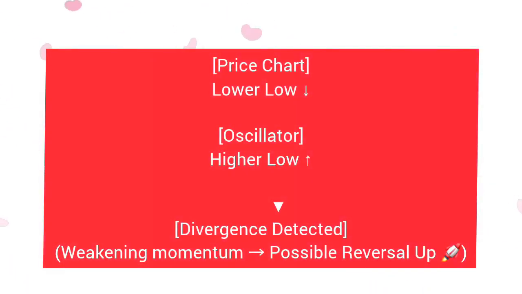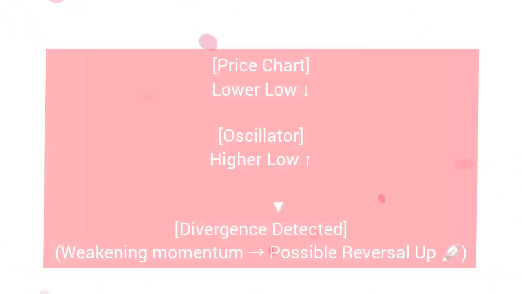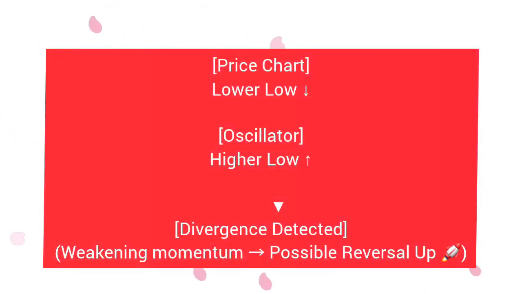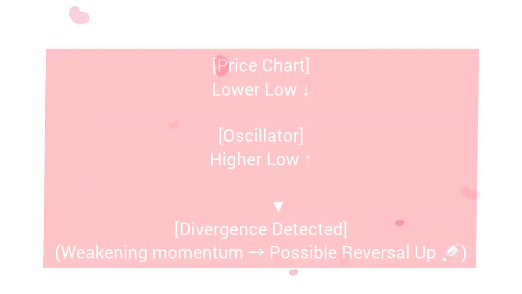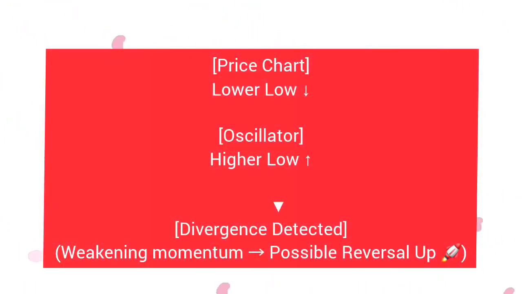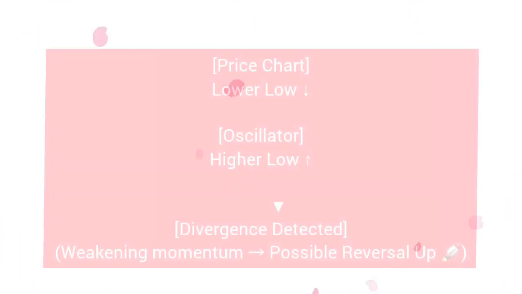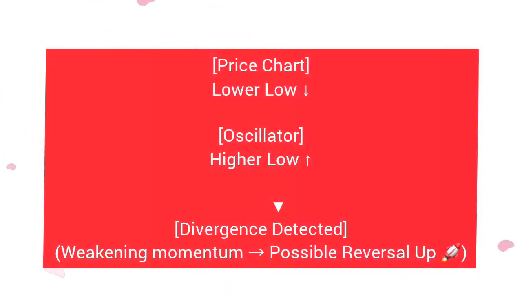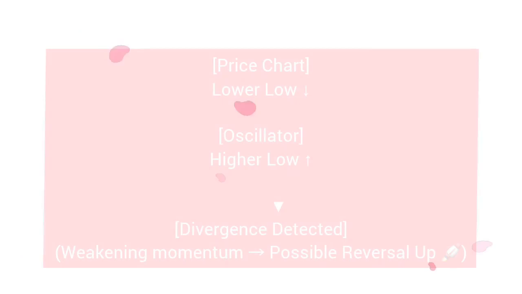Now we arrive at the most powerful and professional signal that we can get from these oscillators. Divergence. Divergence occurs when the price and the oscillator tell 2 completely different stories, and this is a very, very serious warning. Imagine on the price chart you see a new low that is lower than the previous low, a sign of a continuing downtrend. But when you look at your oscillator, you see with amazement that the oscillator has made a higher low than its previous low. What does this mean?